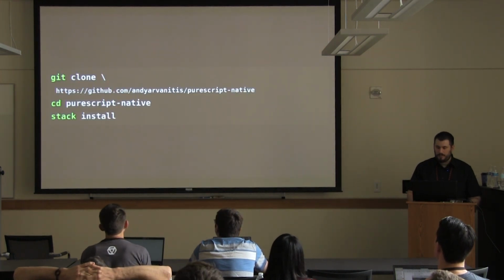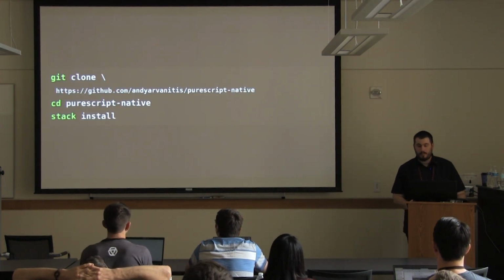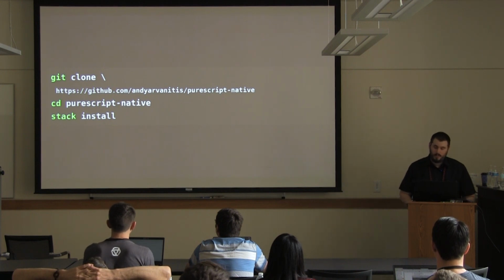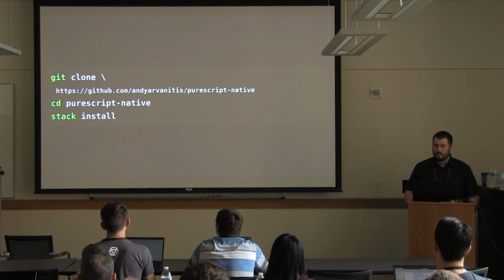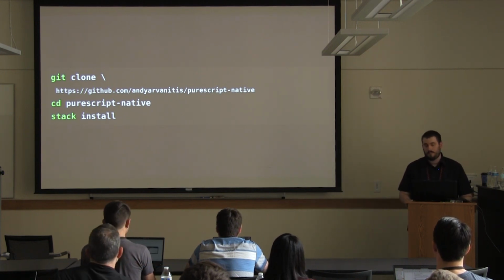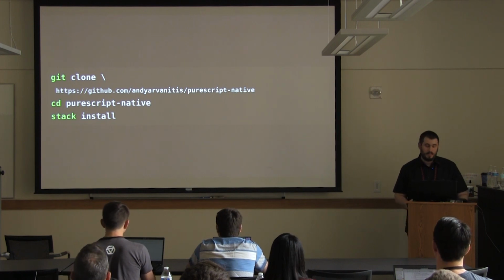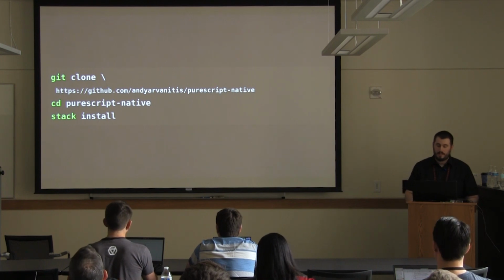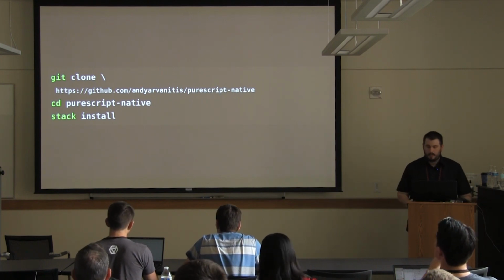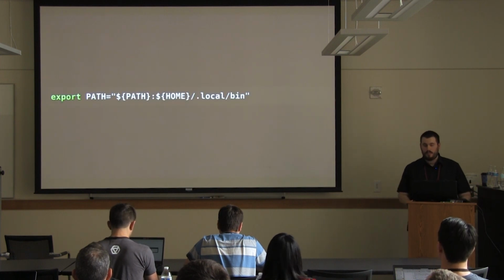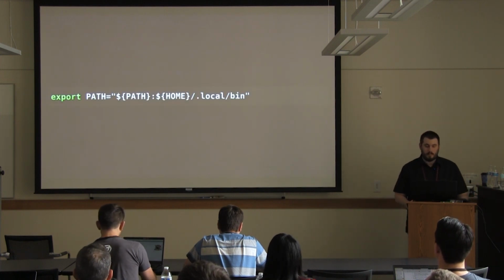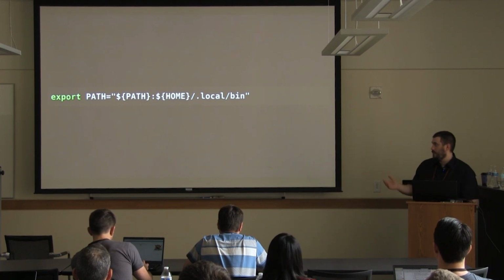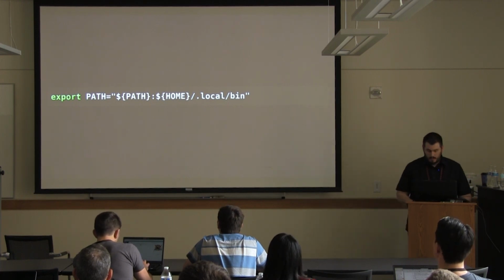So the first step is to install the PureScript Native compiler known as PSCPP. To install PSCPP, clone the PureScript Native repository and build the project. PureScript Native is written in Haskell, so feel free to use your preferred method for building a Haskell project. Here, I just happen to be using Stack as an example. Now, if you do use Stack, make sure your environment can find where Stack installs the PSCPP compiler. So you want to modify your path if you're on Linux.